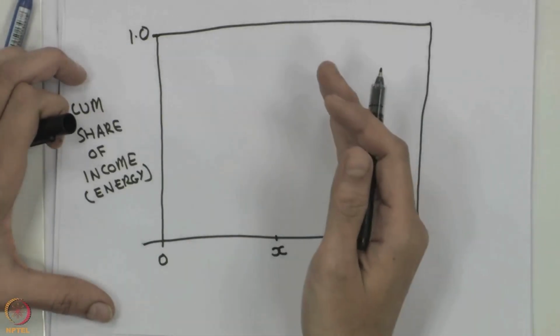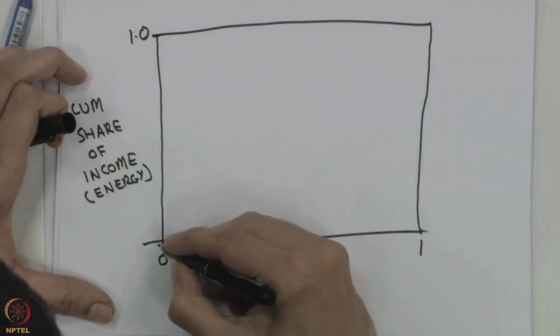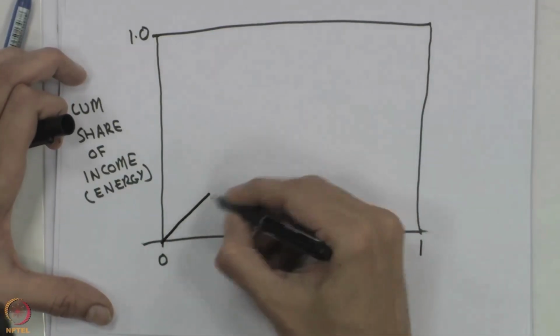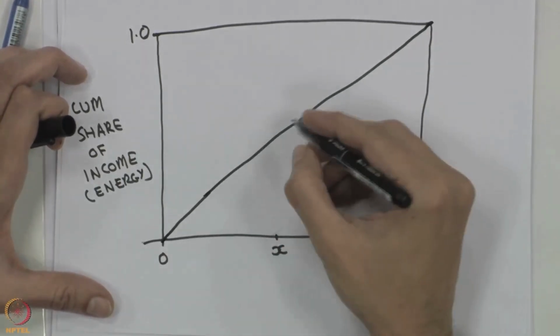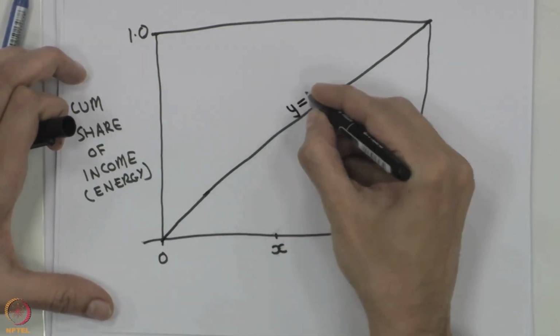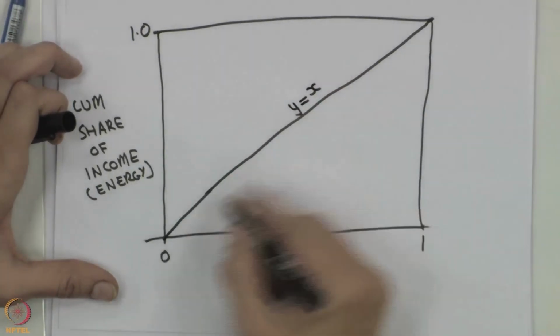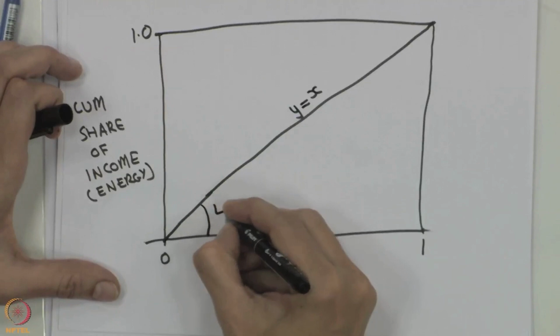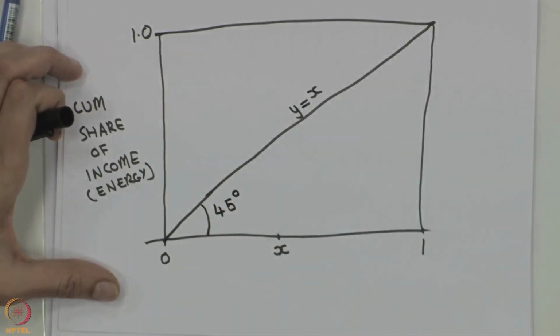If you take 20%, it would account for 20%. So, the line that we would have would be y is equal to x. This is a 45-degree line, and this is when you have complete equality.